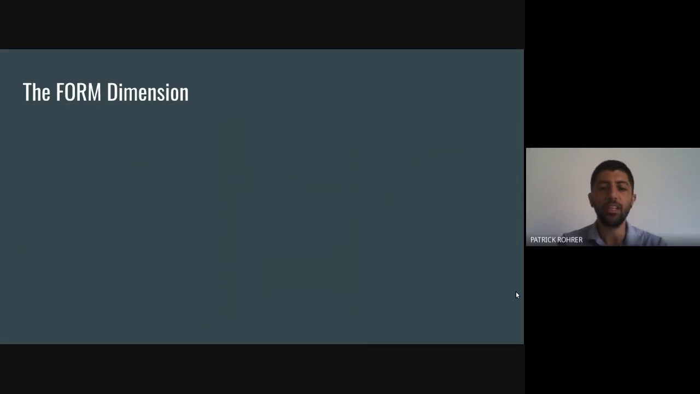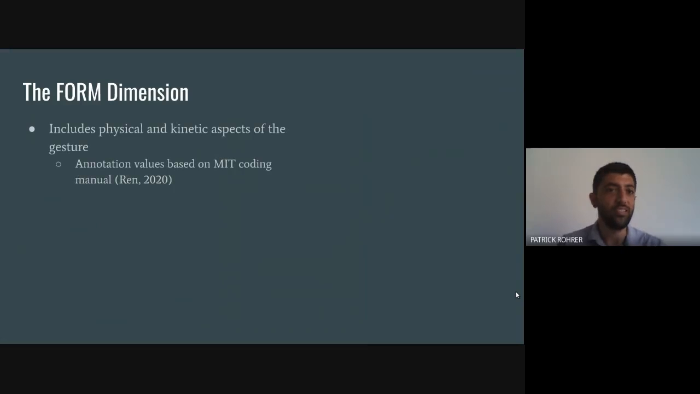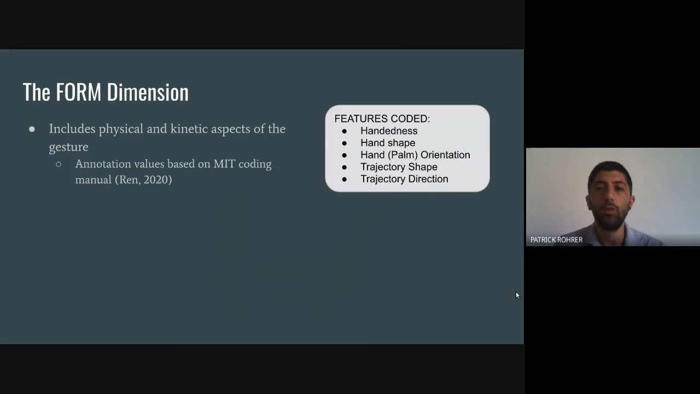So the form dimension, I think this is pretty straightforward. It doesn't deviate from many of the other annotation schemes that have been proposed. But basically it includes the physical and kinetic aspects of the gesture, where we use annotation values based on the MIT coding manual. And so what we have deemed as the most appropriate would be to code for handedness, hand shape, hand or palm orientation, trajectory shape, and trajectory direction. Again, if you want to add more detail to this, then feel free, or maybe a little bit less, it depends on your research question.